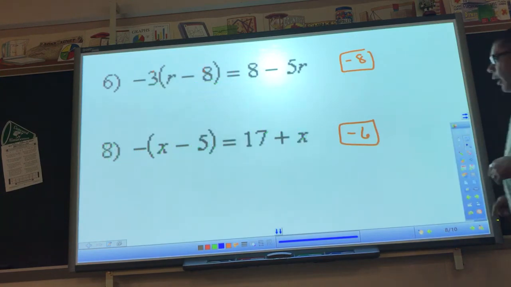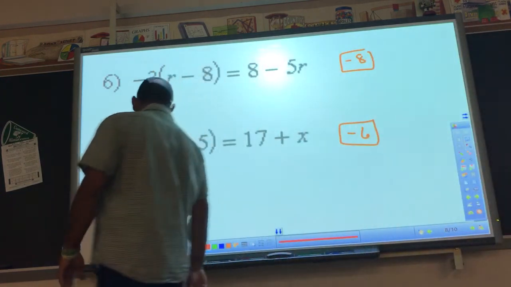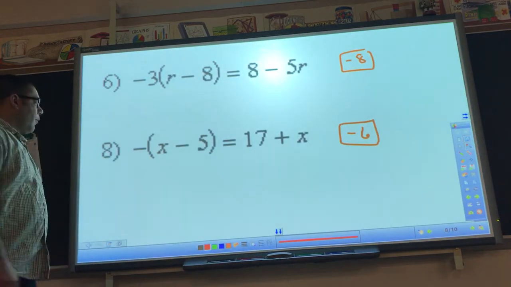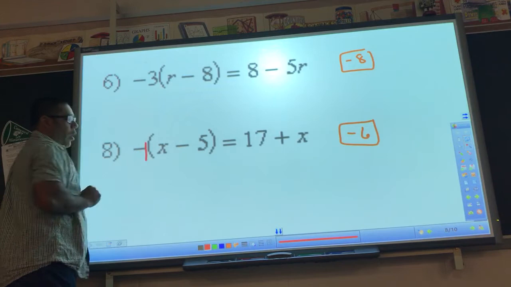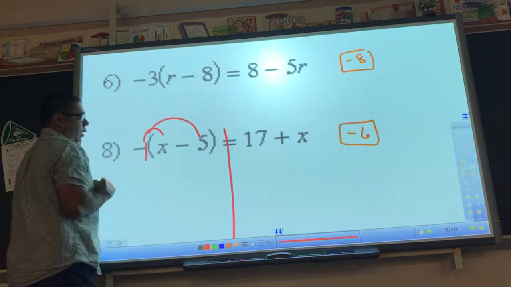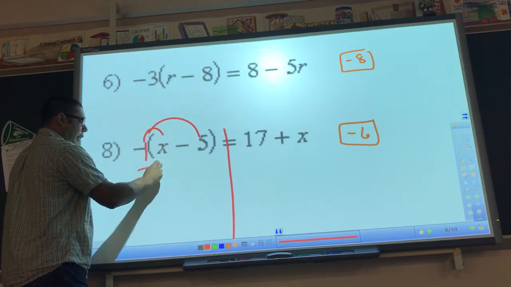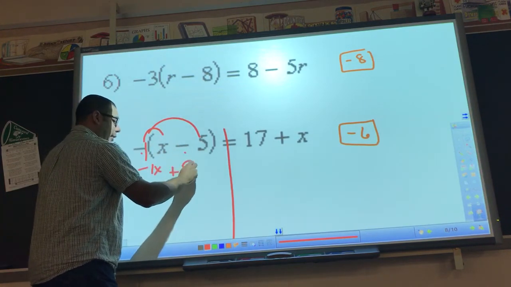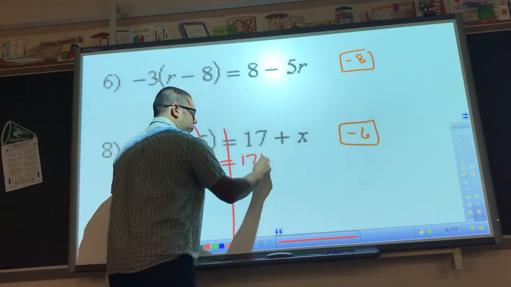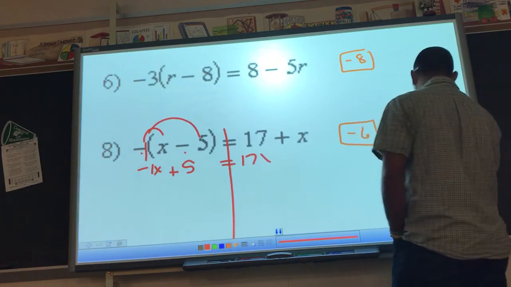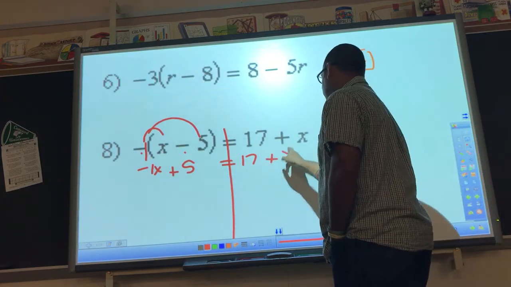Okay, the very last one. Think about what number's in front of this parenthesis. It is a negative 1. So when I go, I have to distribute this negative 1 to both of those. Negative 1 times x is negative 1x. Negative times a negative is a positive. Excuse me, I miswrote that. 17 plus x.